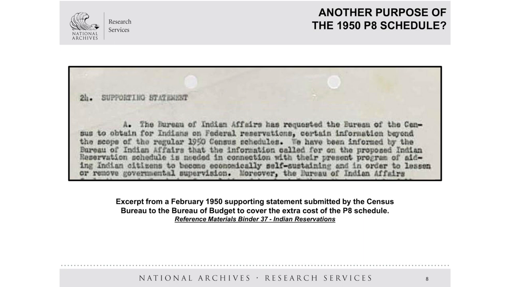It would close the trusteeship over reservations, essentially dissolving them, and place all natives under the legal sovereignty of each state they lived in. So in 1947, William Zimmerman, the Associate Commissioner for Indian Affairs, divided reservations into three lists according to what he saw as their readiness to leave trust status. But as we mentioned earlier, the agency had poor data on many of the reservations. So enter the P8 schedule.